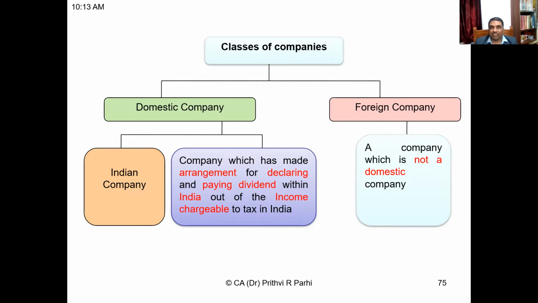So the advantage is that a domestic company will be paying tax at a lower rate. So if some company makes a specific arrangement for declaration and payment of dividend in India out of the income chargeable to tax in India, then that will be treated as a domestic company and it will be subject to a lower rate of tax, even if it is not an Indian company. Okay. Yes, sir. Okay, once we know the meaning of domestic company, understanding the meaning of foreign company is very easy now. What's a foreign company? Will you please read it out?